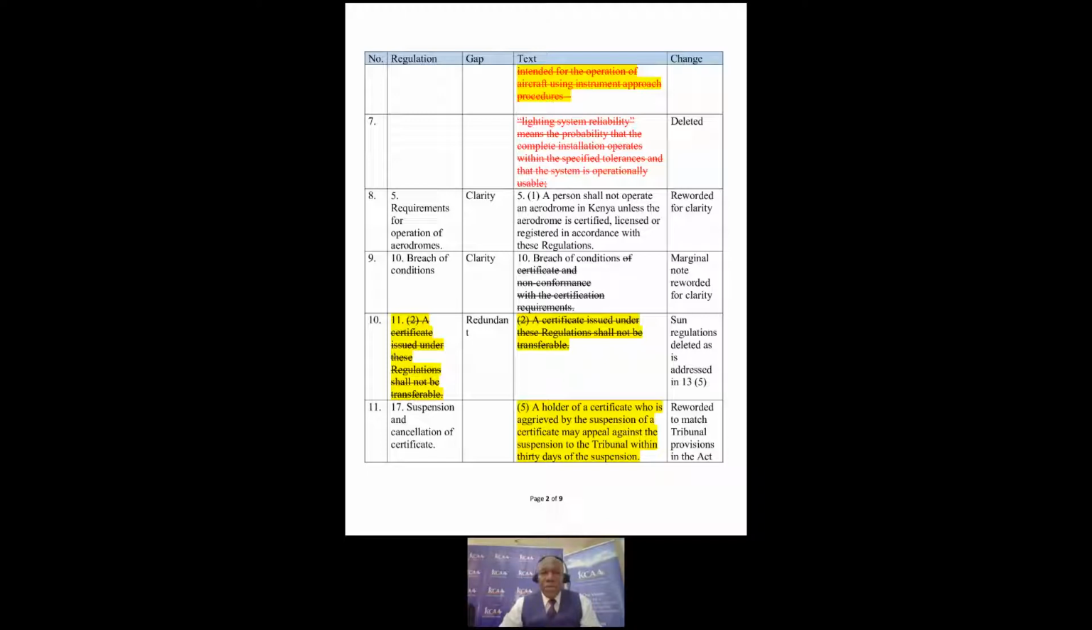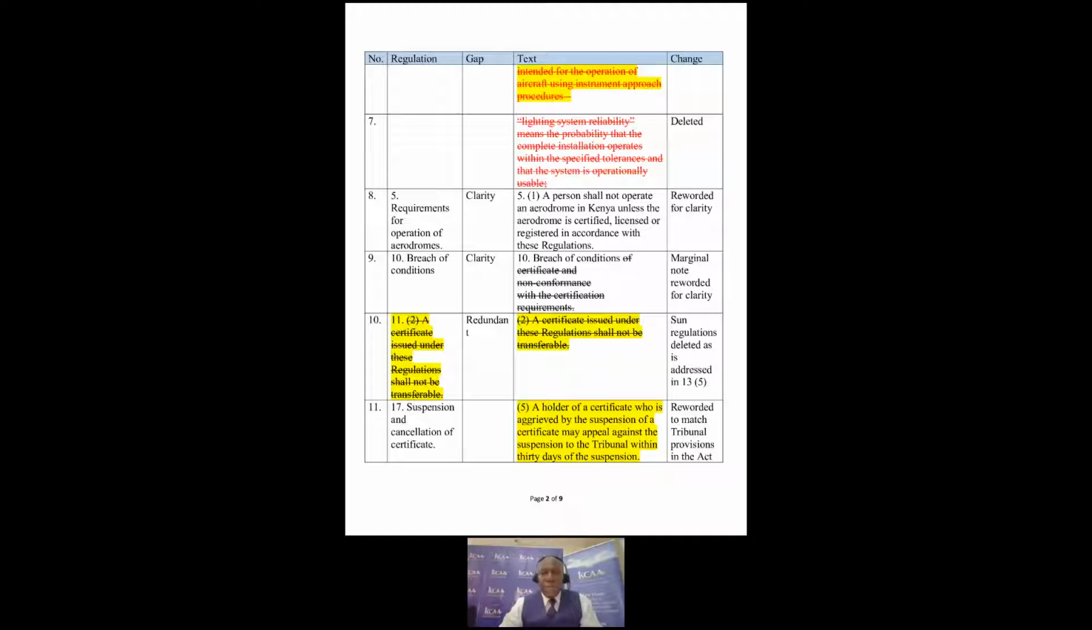Regulation 10, the marginal note has been reworded to read breach of conditions. Previously, it read breach of conditions of certificate and non-compliance certificate requirement. It has just been reworded to read breach of conditions.